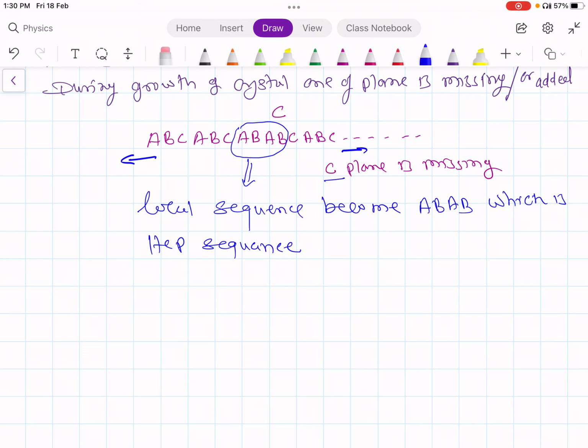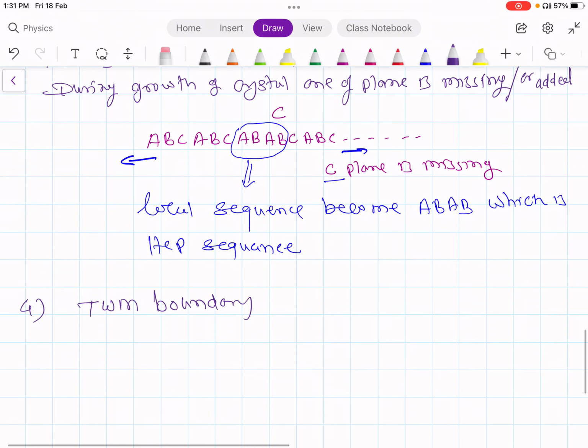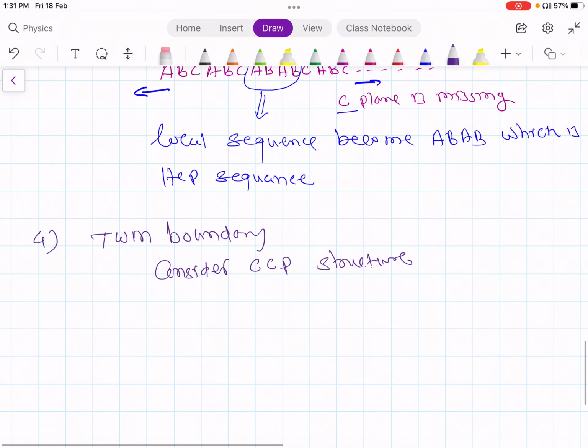Then let's go to the twin boundary. The next type, the fourth planar defect, is the twin boundary. In this case, we are again considering the CCP structure. And I am going to show the sequence of this CCP vertically.